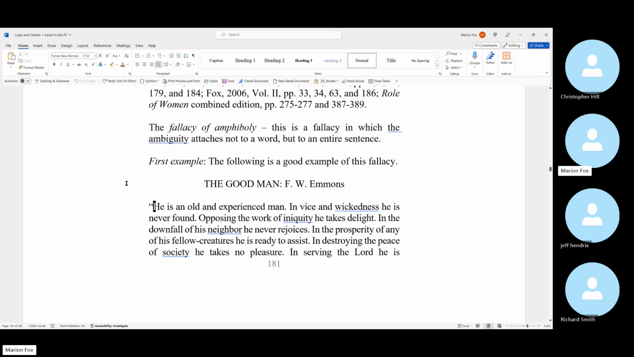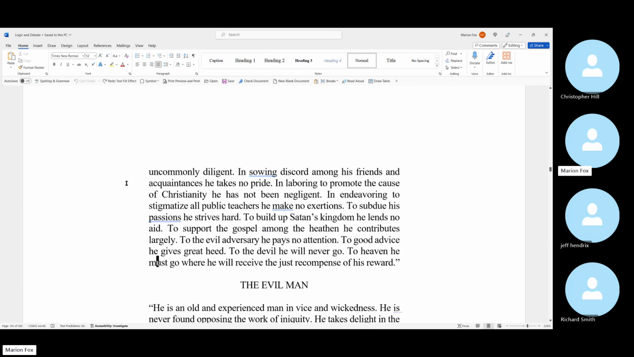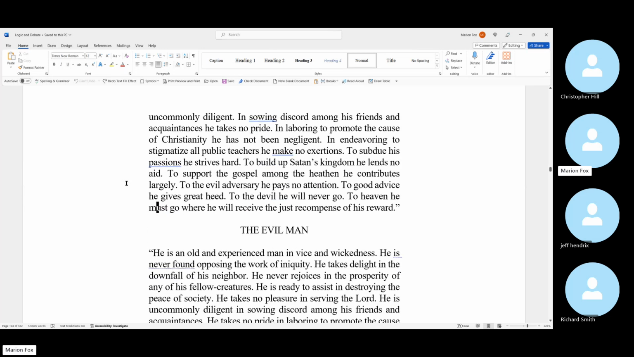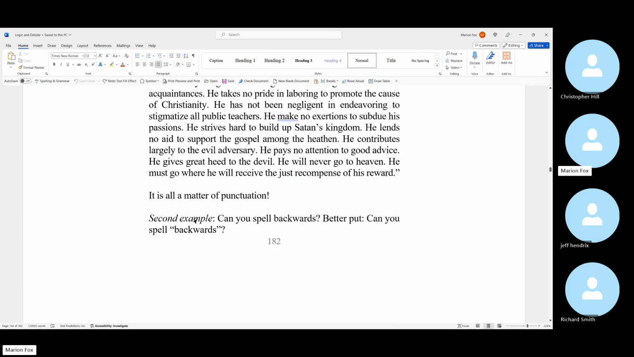That's what he does. He has a good man. He says he's an old and experienced man, and vice wickedness is never found. Here he's an old and experienced man, and vice wickedness, and then he is never found opposing the work of iniquity. So right here, by changing the punctuation where the commas and periods are, you change the meaning of the sentence. And there's some translations that have done that, and I'll have an example of some here in just a minute. And they're not honest.